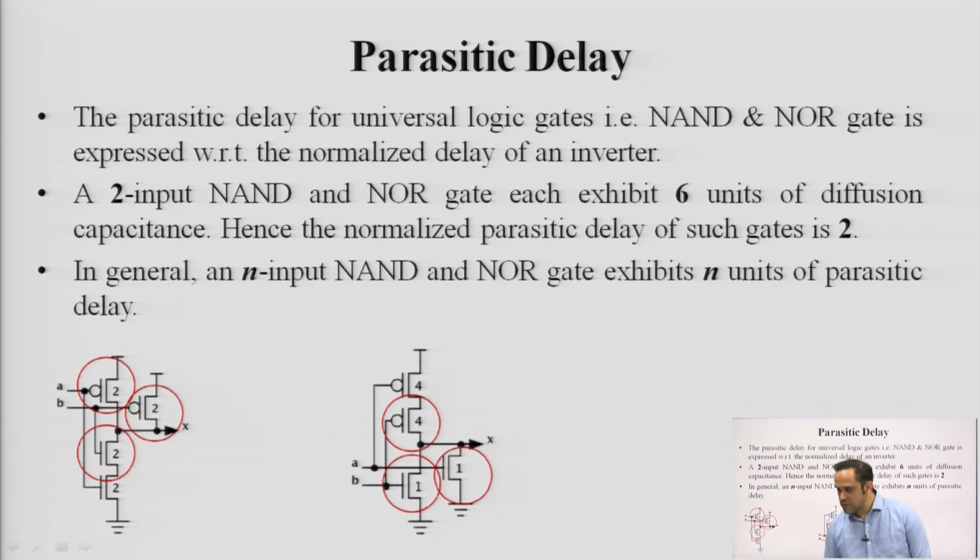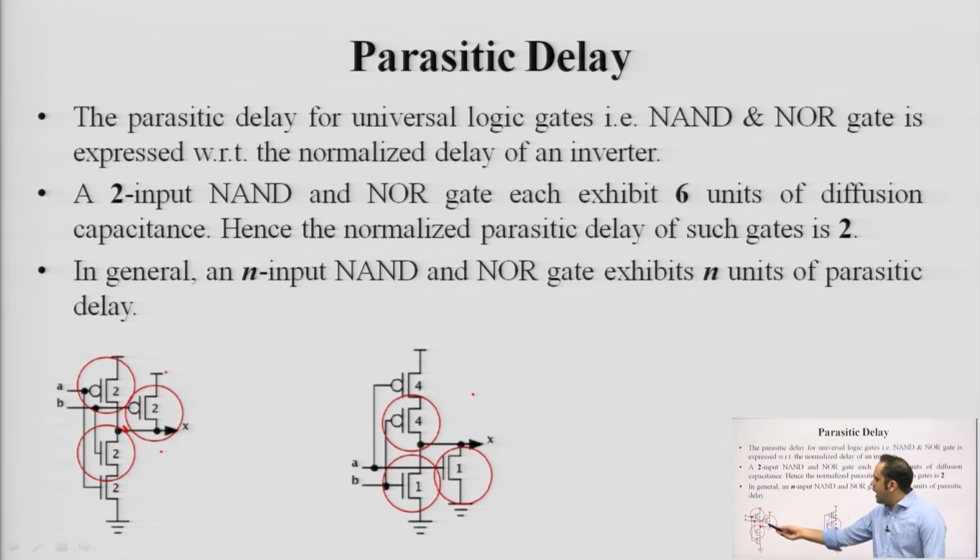And if I want to obtain the parasitic delay for common logic gates, NAND and NOR, here is shown a 2 input NAND gate, and this is a 2 input NOR gate. We are interested only in the diffusion capacitance at the output node. In this circuit, this PMOS is connected to the output node, this PMOS is connected to the output node, and this NMOS is connected to the output node. But this NMOS here is actually grounded.